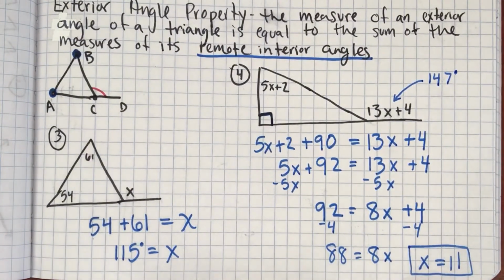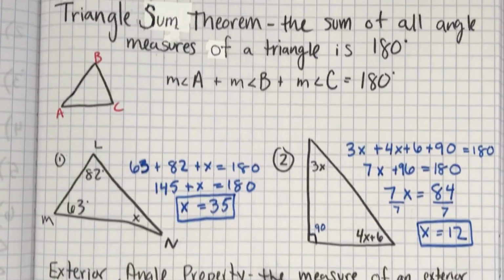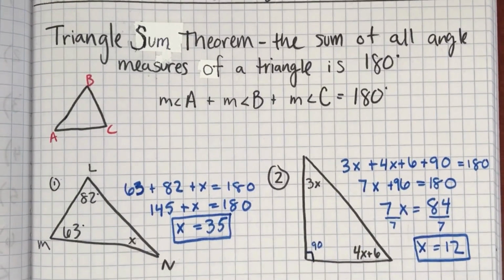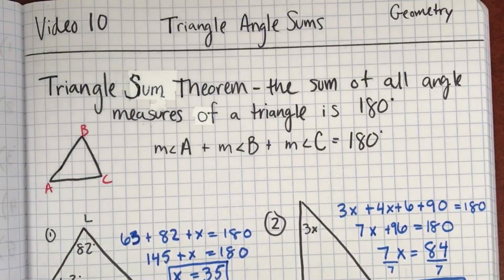Okay, and that's our exterior angle property. So we've got that, and then we also have our triangle sum theorem, where all angles in a triangle measure up to 180.